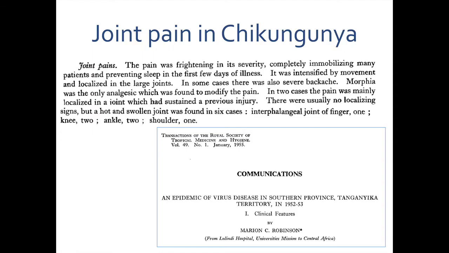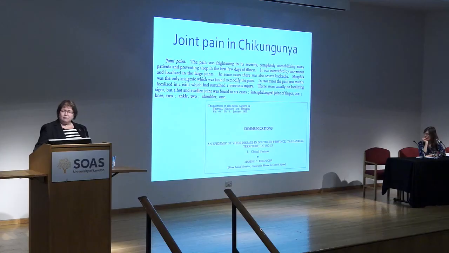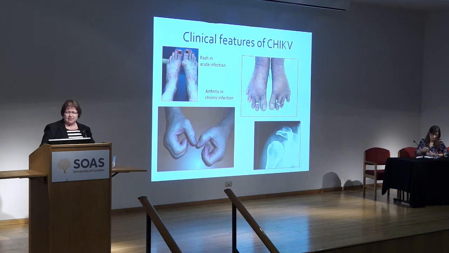So this is going back to the history. This is a lovely description of the arthralgia in the first outbreak. The pain was frightening in its severity, completely immobilizing many patients and preventing sleep in the first few days of illness. And even in that setting, the people required morphine to control the pain. So the joint symptoms really are the things that distinguish this from dengue. Most of the other features are very similar.